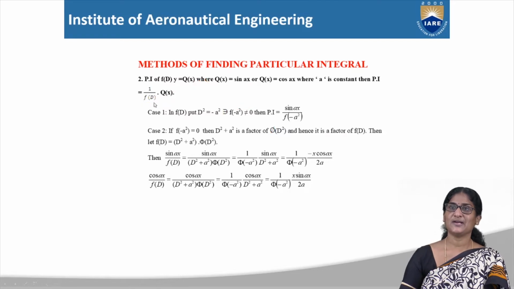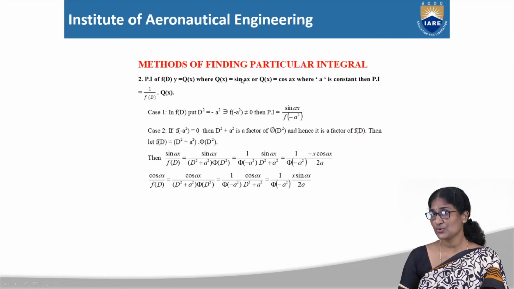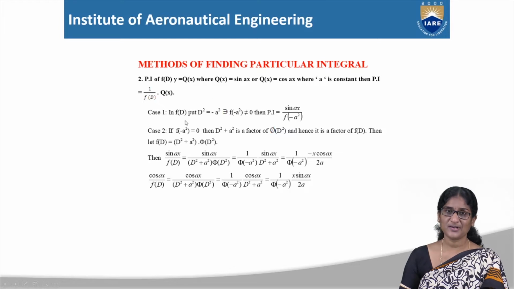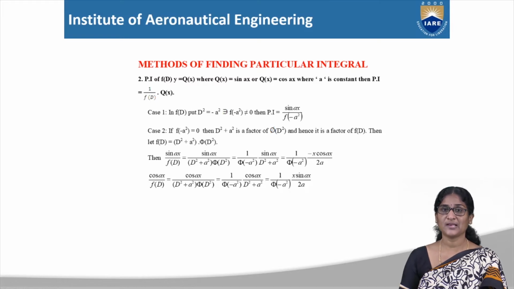Now in this method we find the particular integral when Q of x is equal to sin ax or cos ax. This method is used only for these two trigonometrical functions. If the trigonometrical function is secant, tan, cosecant or cot, this method cannot be used. This method is used to find the particular integral for sine and cos only. I'll take one example to show.